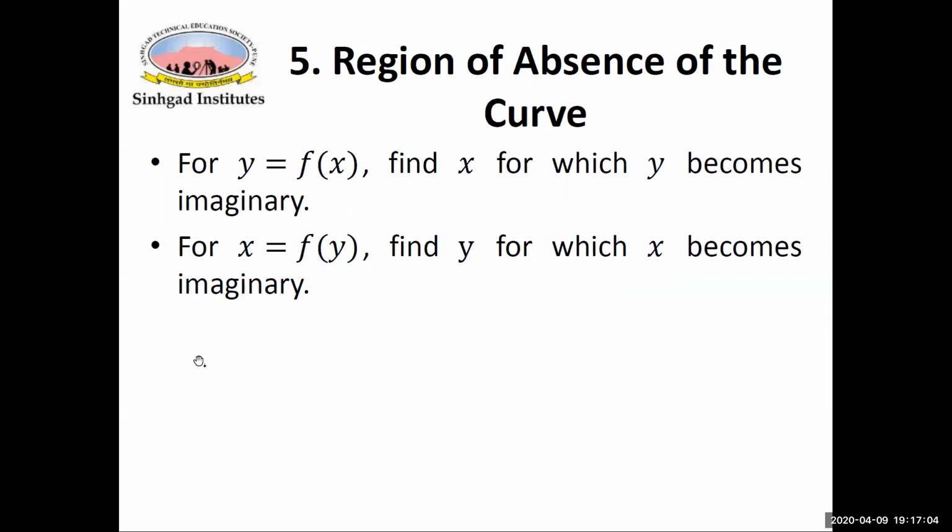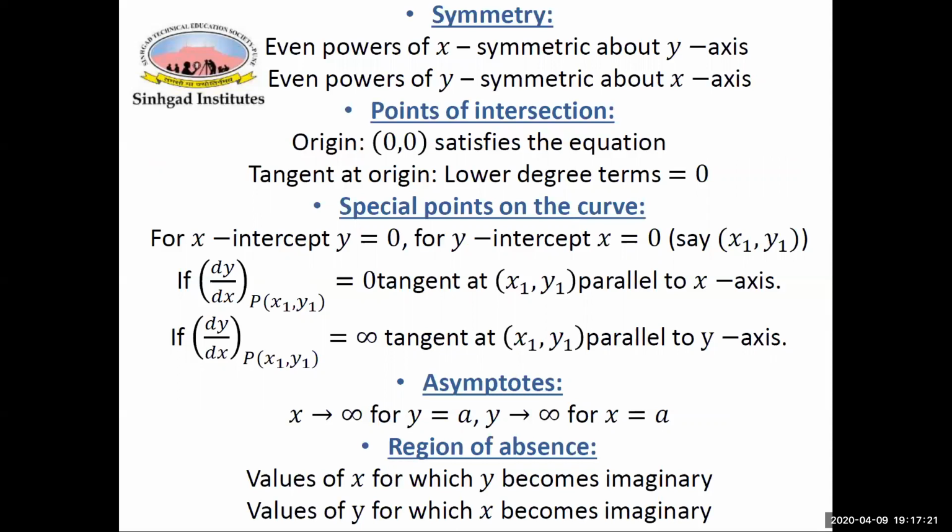Hence, you divide the range minus infinity to infinity in such a way that you identify existence and non-existence of the curve by using the table. So these all are the rules for tracing Cartesian curve. We'll summarize it first. The first point is symmetry. Powers of x even, symmetric to y-axis. Powers of y even, symmetric to x-axis. Both even, both the axes.